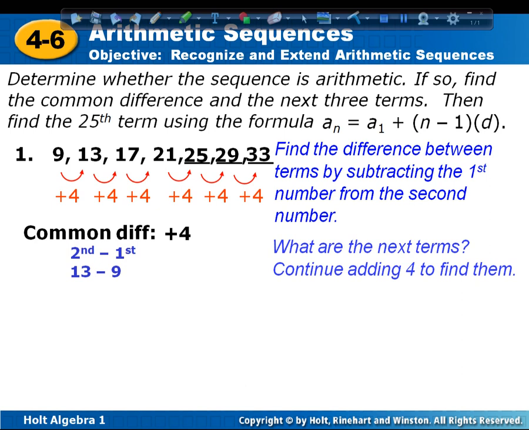So I've determined that it is an arithmetic sequence. I found the common difference of 4, because the common difference is what it is that I'm adding each time, and I found the next 3 terms by adding that common difference 3 more times. Now they want us to find the 25th term using this formula.